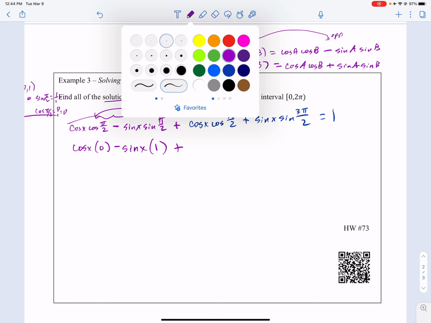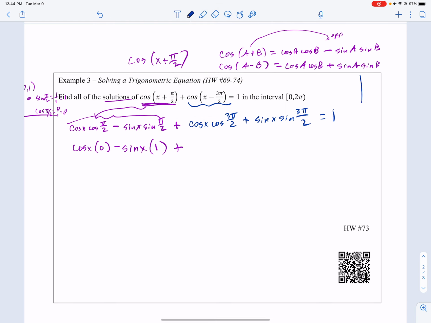Now, we're going to move to the next one. And for 3 pi halves, I'll put it up over here. So 3 pi halves was here, which is 0, -1. So sine of 3 pi halves is your y over r, or -1 over 1, so -1. Your cosine of 3 pi halves is x over r, or 0 over 1, so cosine of 3 pi halves is 0. So cosine of x and cosine of 3 pi halves is 0, plus sine x, and sine of 3 pi halves was the negative 1.